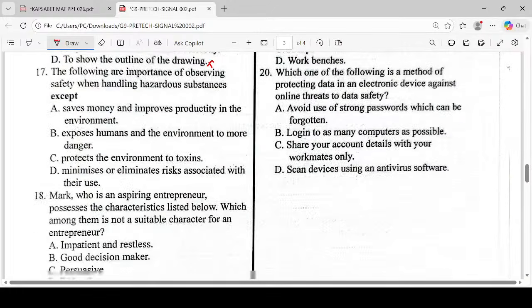Question number 17. The following are importance of observing safety when handling hazardous substances except A, saves money and improves productivity in the environment. That is very true. B, exposes humans and environment to more danger, false. C, protects the environment from toxins, true. D, minimizes or eliminates risks associated with their use, true. So the odd one out here is B for boy, which we call our answer.